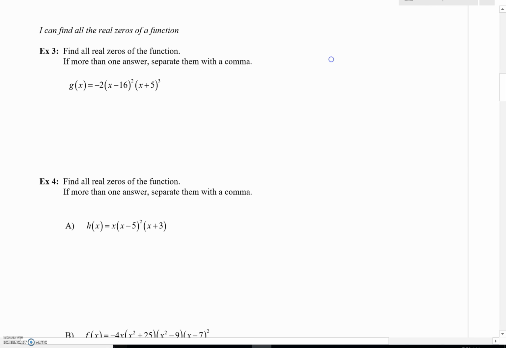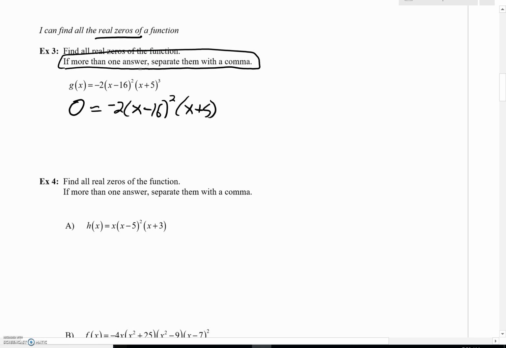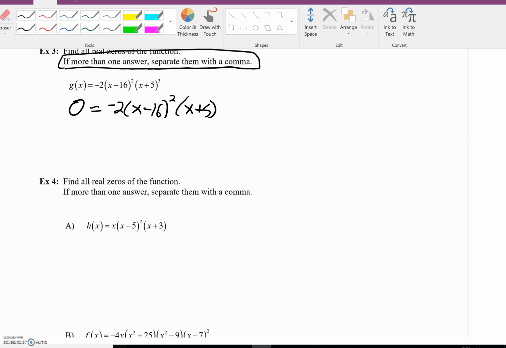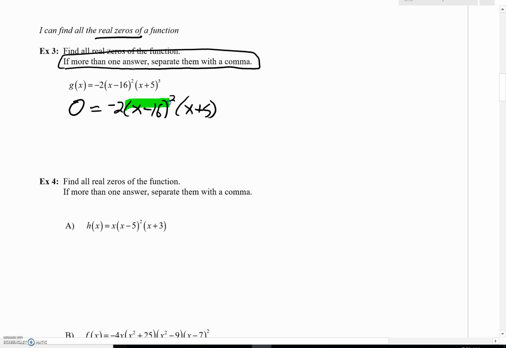I can find all real zeros of a function. All the real zeros. Now, I do want to tell you that a zero means that your function, like f of x or g of x, you're going to set that equal to 0. And you can have more than one answer, and we can separate them by commas. Now, what I want to tell you is, ultimately, when you're multiplying through to get a 0, you can have these parentheses, these factored forms, equaling 0. That's the only way you can multiply to a 0.